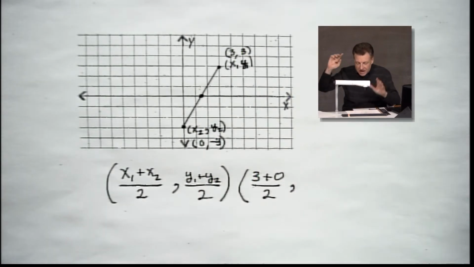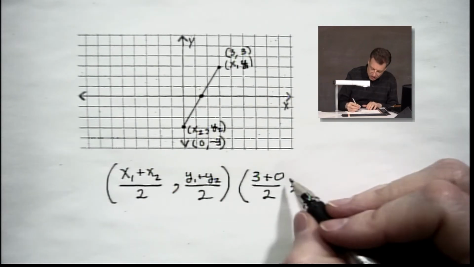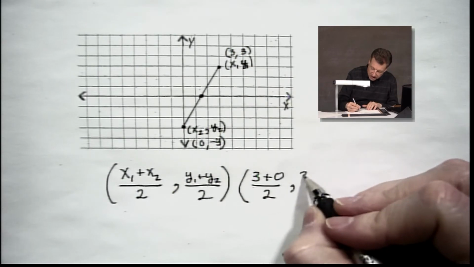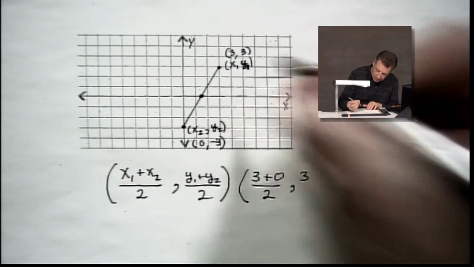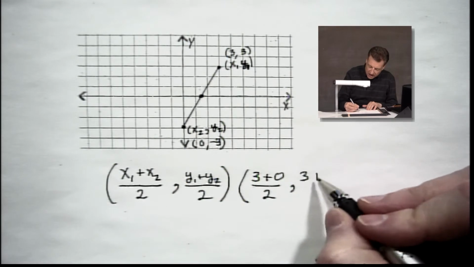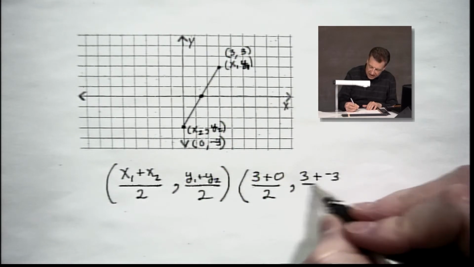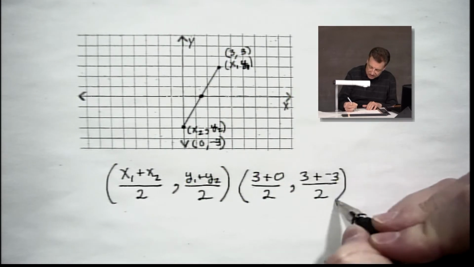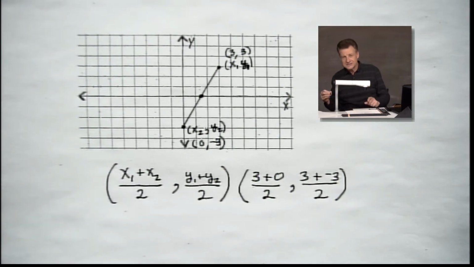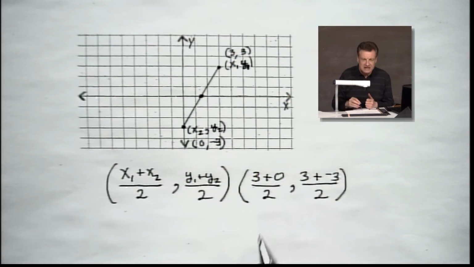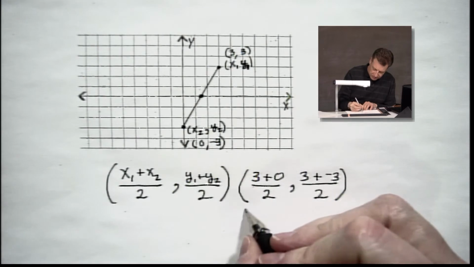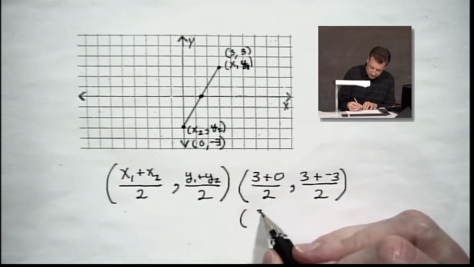Now, for the y's, I have a 3 again for y1 up there. Remember, there's y1 way up there in the corner. And we're going to add that to a -3, and we'll divide that result by 2. This is really simple. It's easy addition, isn't it? Just simply add together and divide by 2. Got to remember your rules for positives and negatives, but 3 plus 0, that one's real easy. So we're going to pick up 3 over 2.